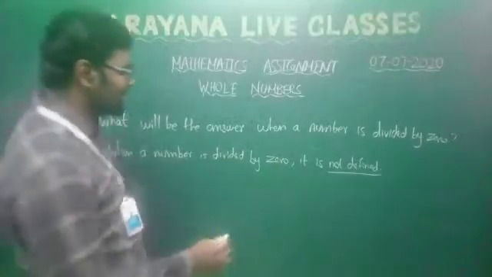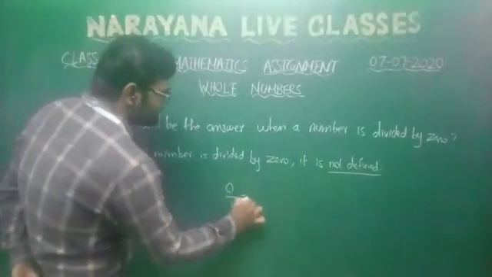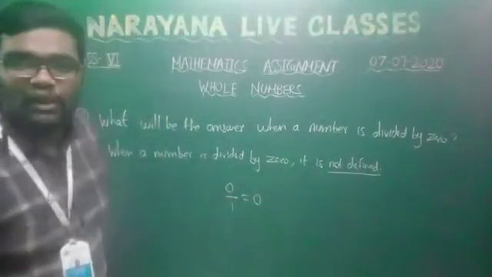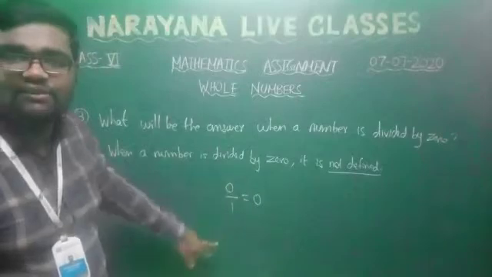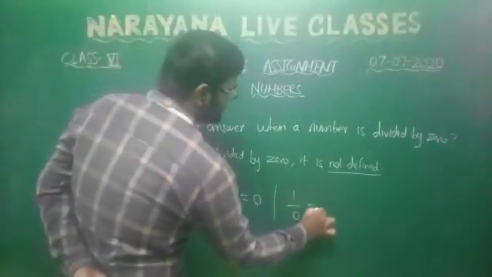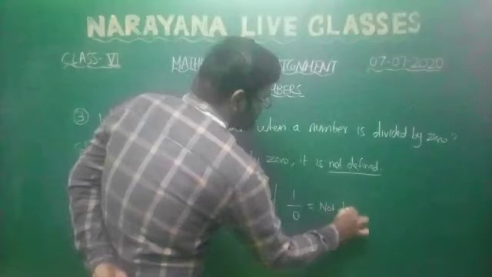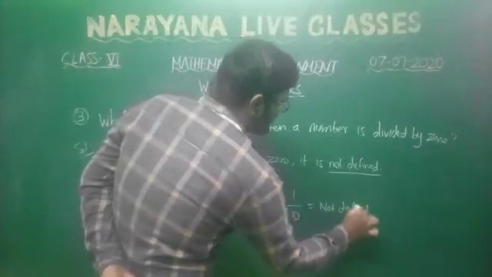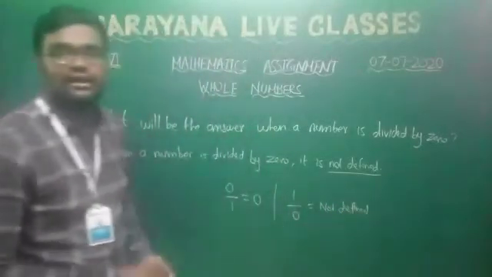Students, for example, you can take 0 by 1, which is 0. If 0 is the numerator and is divided by any value, the value will be 0. Whereas if any value is divided by 0, it is not defined. Clear, students?